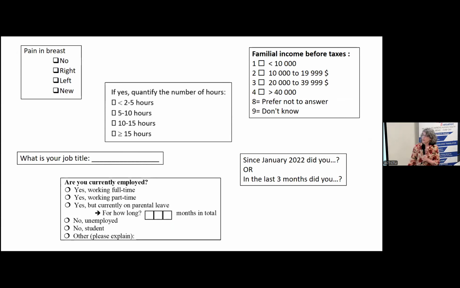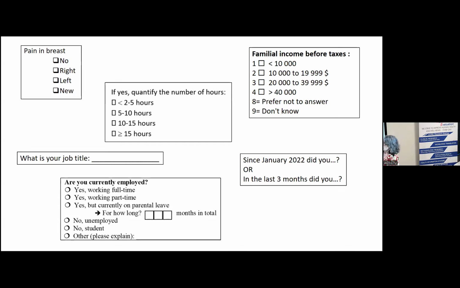Different ways to ask questions, like that one, I like it a lot. Pain in breast, no, right, left. Here we have several pieces of information. Is there pain in breast, yes or no? If yes, right or left? If left, when is the onset? Same thing.